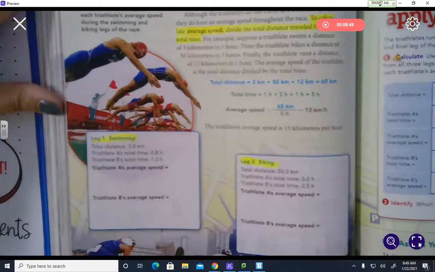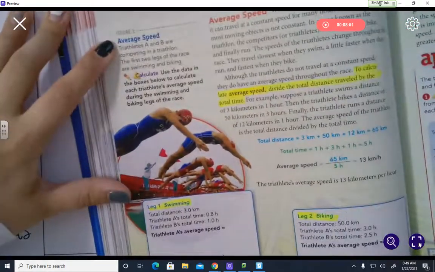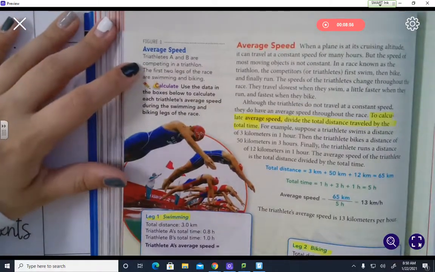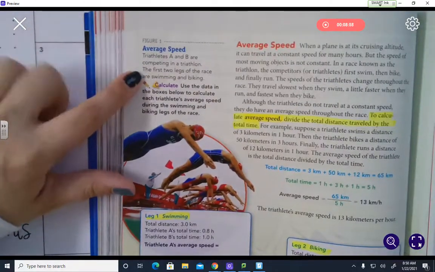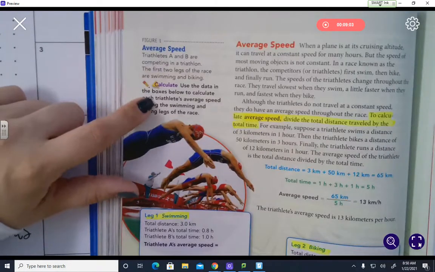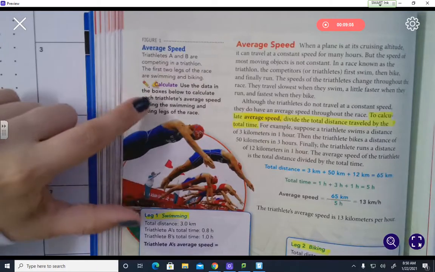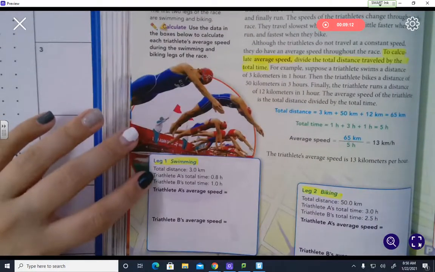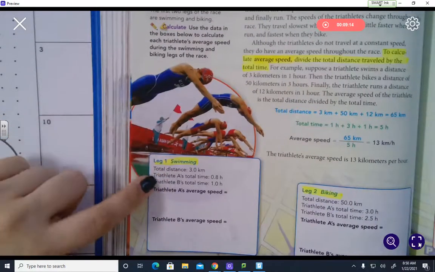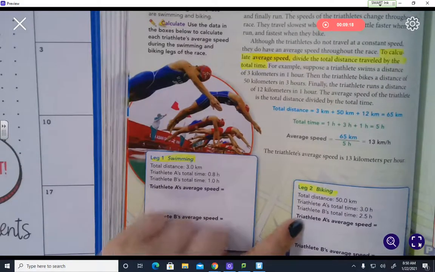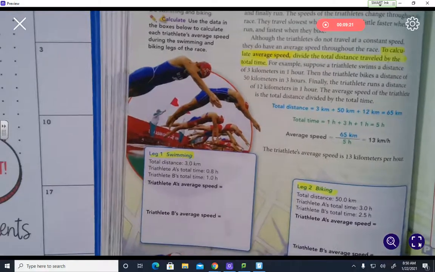So over here, we read, this is the directions up here. Figure 1 says triathlete A and B are competing in a triathlon. The first 2 legs of the race are biking and swimming. Use the data in the boxes below to calculate each triathlete's average speed during the swimming and biking legs of the race. So you have your total distance, and then you have their times. Triathlete A, triathlete B. Total distance, A and B. Go ahead, take a minute and do that, and then move on.